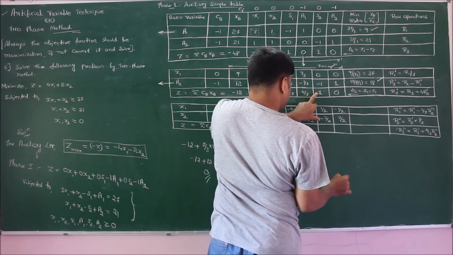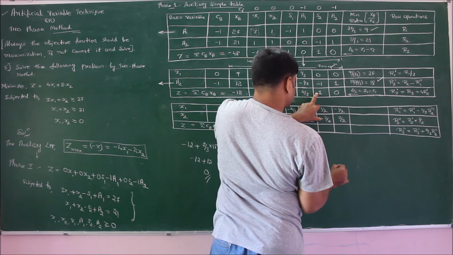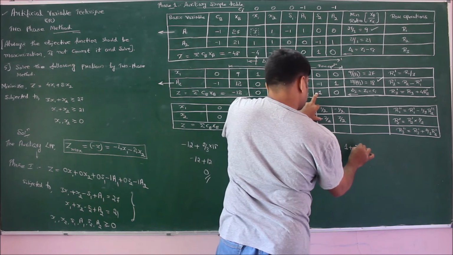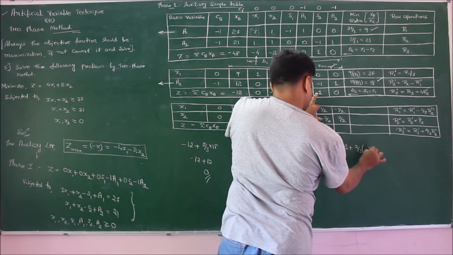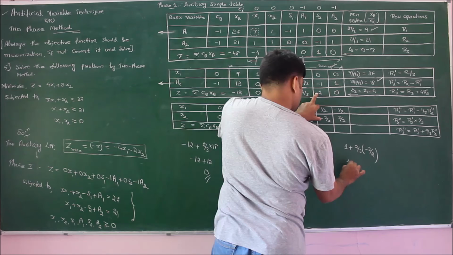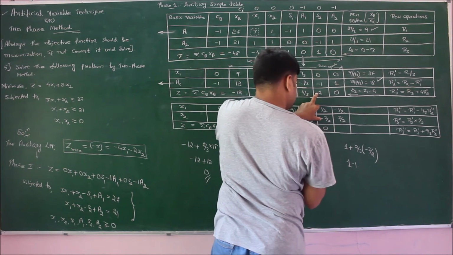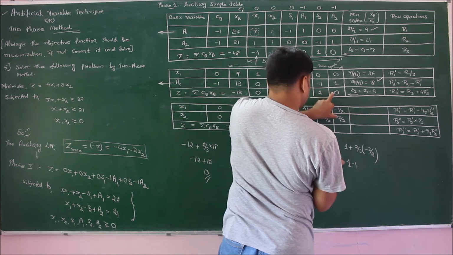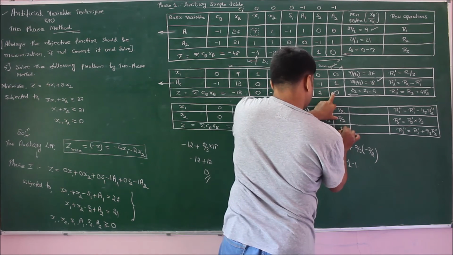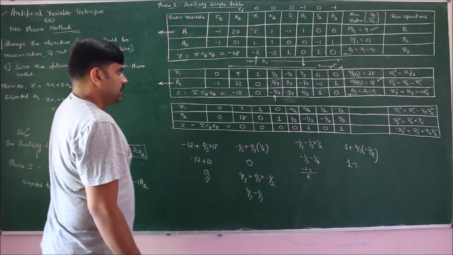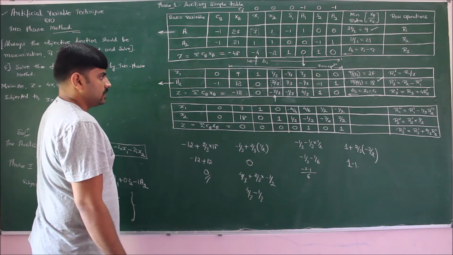Here I have 1, here I have minus 3 by 2. So therefore 1 plus 2 by 3 of minus 3 by 2, which is equal to 1 minus 1, 0. Here I have 0, here I have 3 by 2, I will get the value as plus 1. So this completes the table 3.